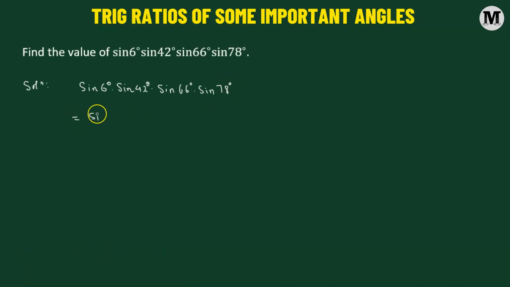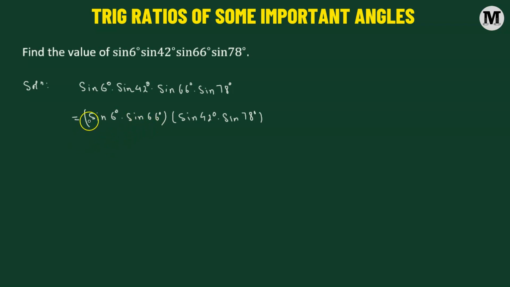So we're going to consider sine of 6 degrees and multiply it with sine of 66 degrees. So this is going to be one product, and the other product will be sine 42 degrees times sine 78 degrees. Now here, we'll have to use a formula, which is the product of two sine functions, and it's going to transform into the difference of two cosine functions.